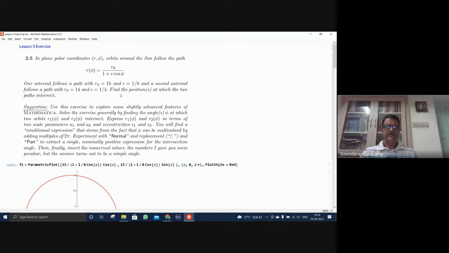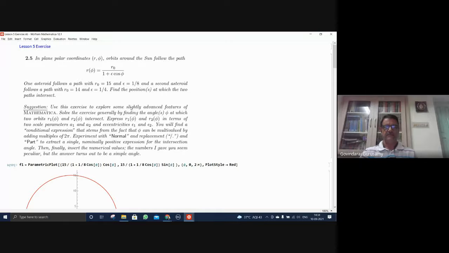Okay, similar to our train problem, right? Parallel trains, they meet somewhere. Similarly, here there are two asteroids following two different paths, but they meet somewhere. Find the position at which the two paths intersect, which means there seems to be some common point where they are going to meet. Some suggestions are also given for this.